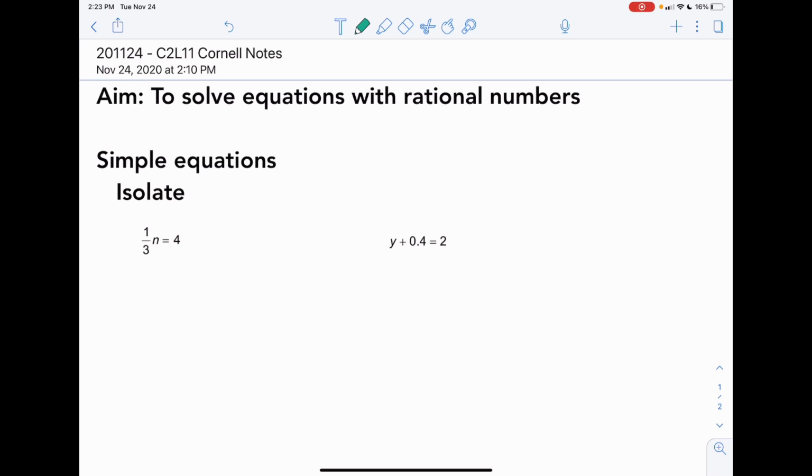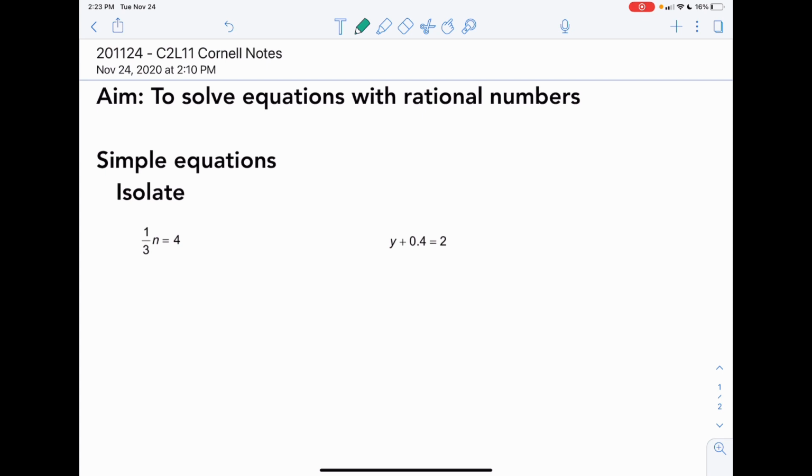In this video, we're going to be talking about solving equations with rational numbers, and we're going to talk about two different types of equations: simple equations and multi-step equations. A simple equation usually just involves us isolating a variable, as we can see in these two examples, whereas a multi-step equation is going to involve probably all three of our steps.